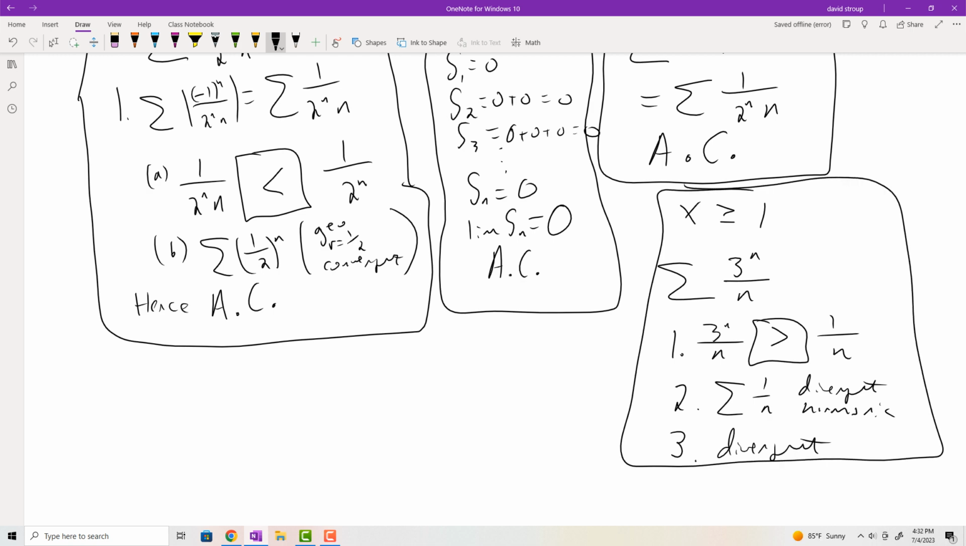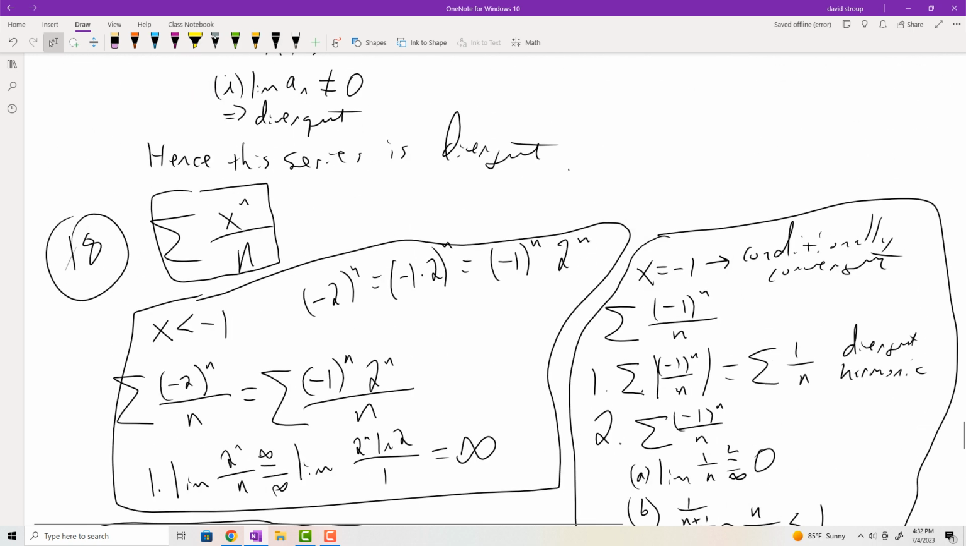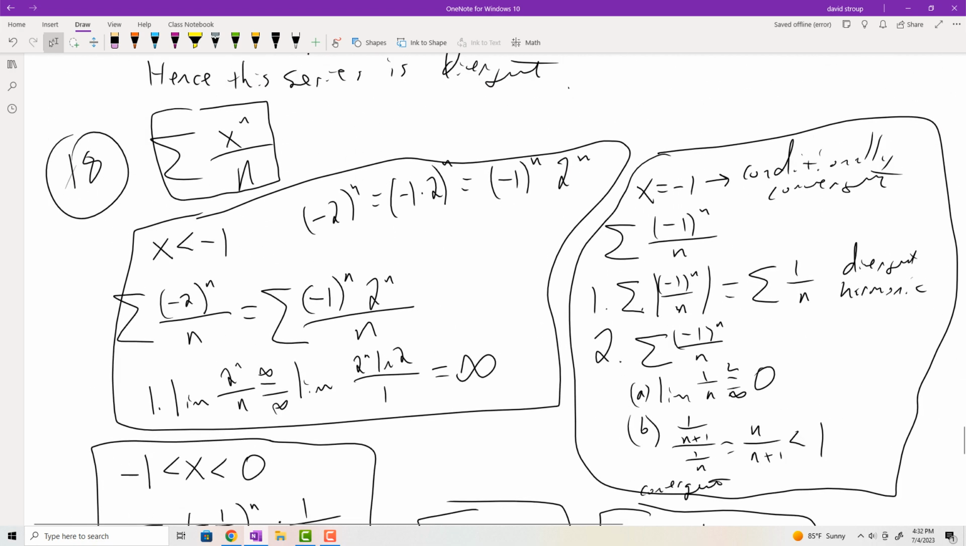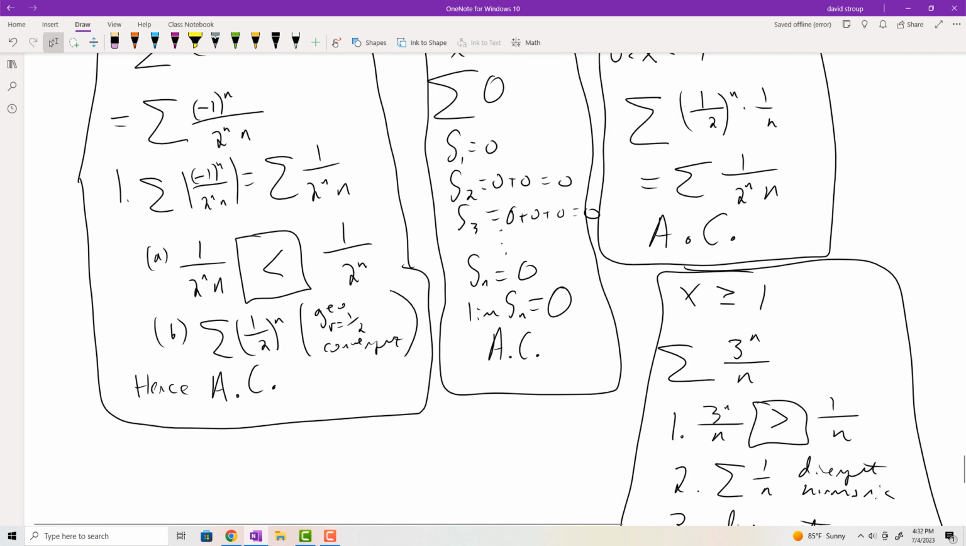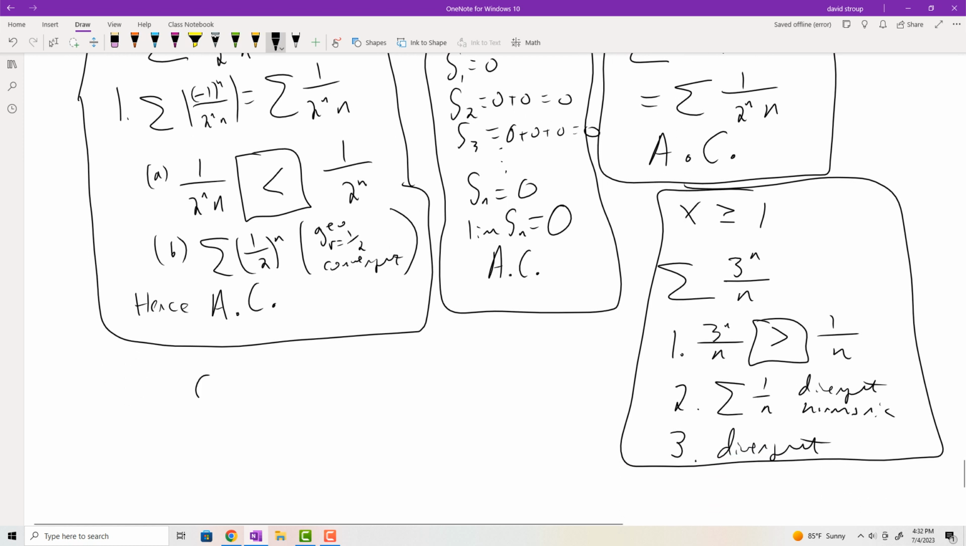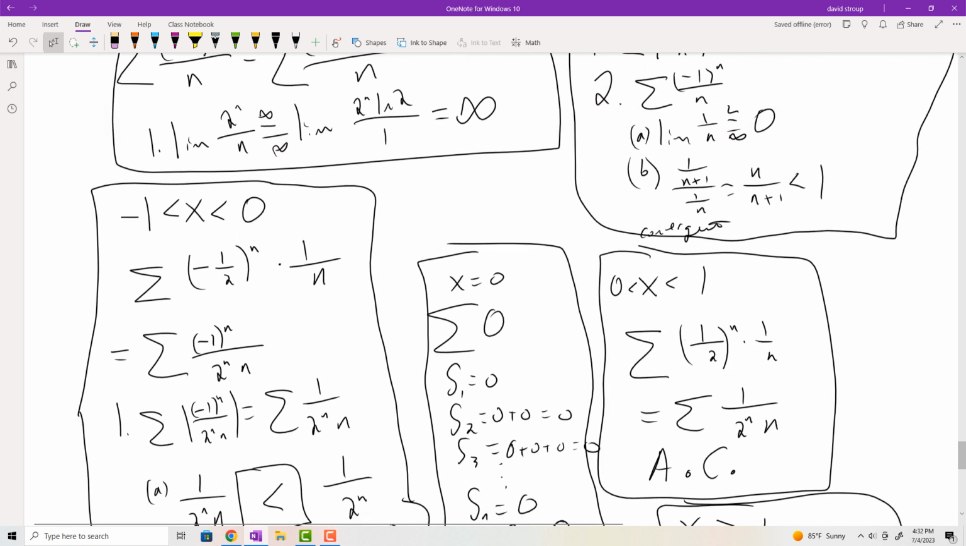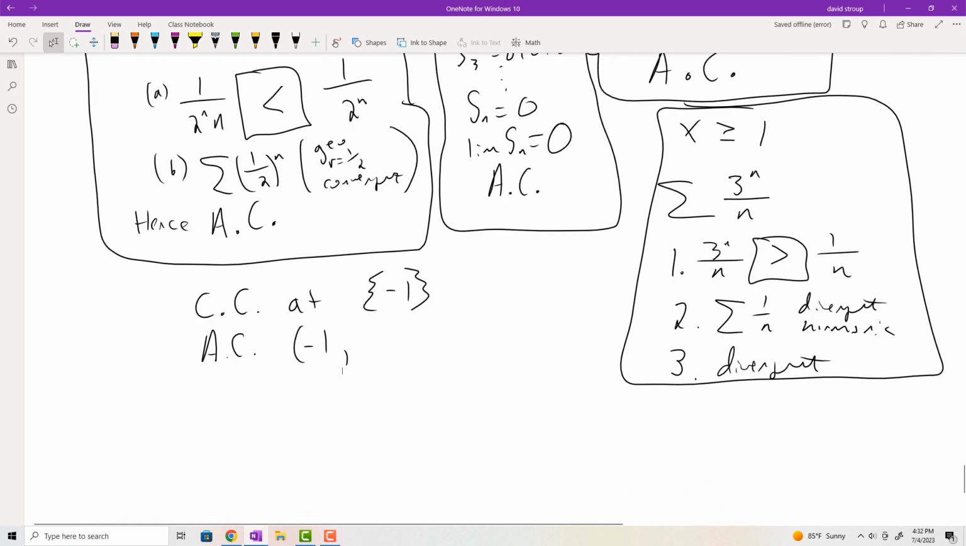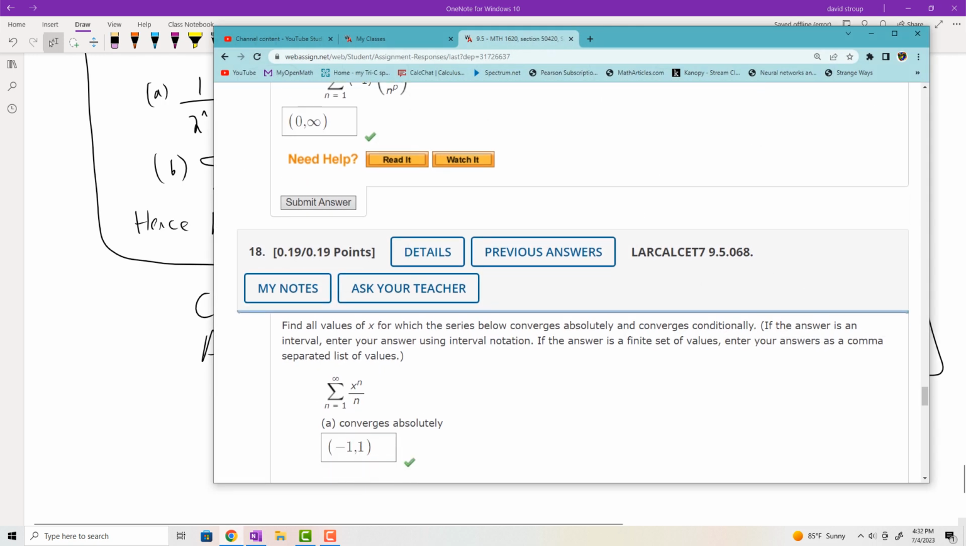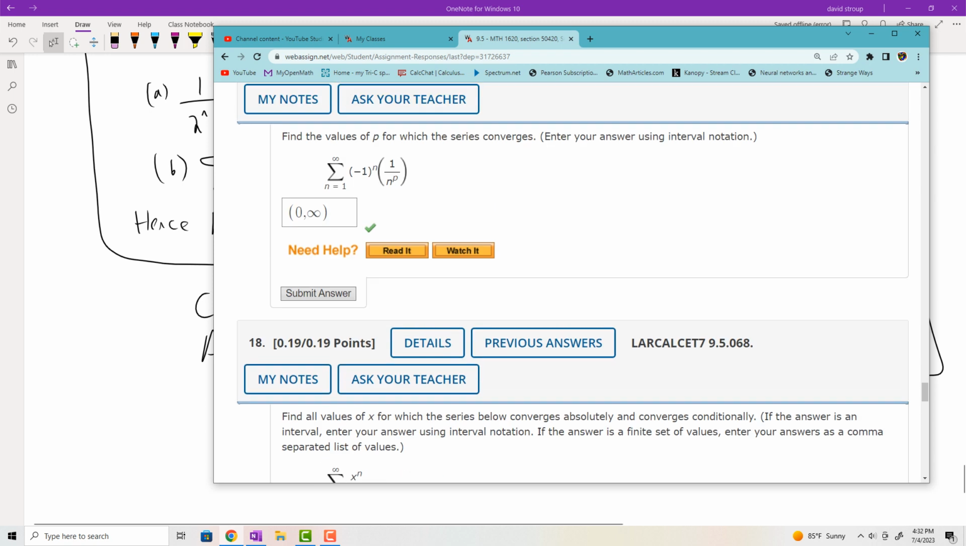Okay, so you put it all together, and it looks like you have conditional convergence at -1, so CC at -1, you could write it like this, I think. And then absolute convergence from -1 all the way up to 1, not including 1, right? And let's see if that worked the way we put it in. Yeah, okay, so we should be good there.